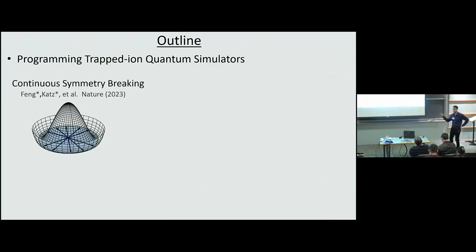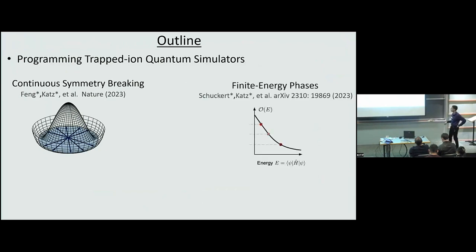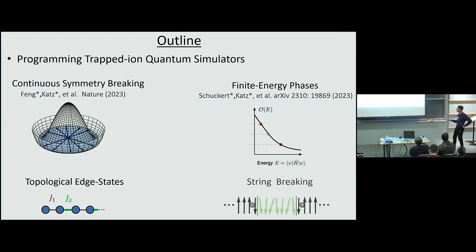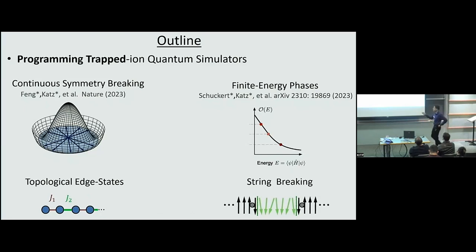I'm going to tell you in more depth how we can use these simulators to study different models, how we can study continuous symmetry breaking in a one-dimensional system with long-range interactions, how we can go beyond the ground state and probe some finite energy properties of different systems or phase transitions, and also share some preliminary results that we have with signatures of topological edge states that we can observe in one dimension, and also some dynamics of string breaking. So let me start with how trapped ion quantum simulators work.